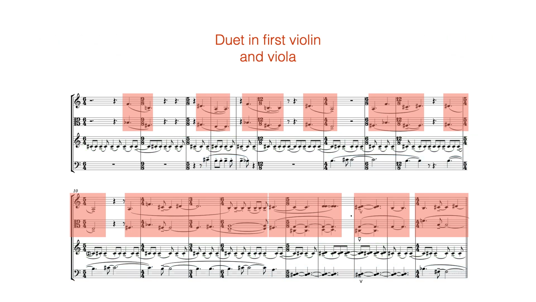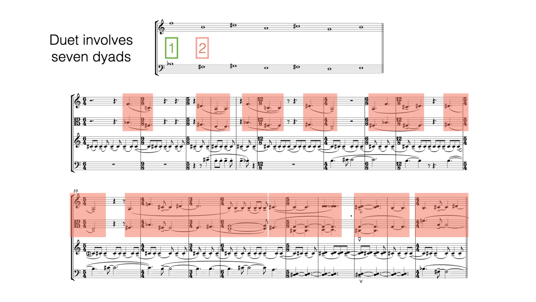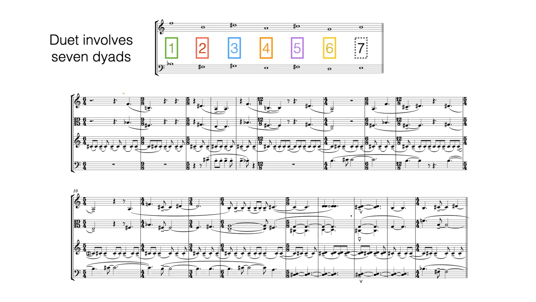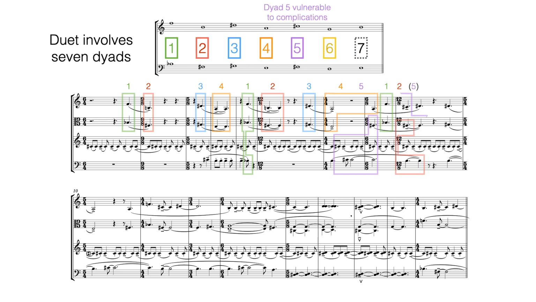The note against note duet involves 7 different dyads. The dyads are usually formed between the first violin and viola, occasionally doubled by either one of the notes in the additional line in the cello, or by the ostinato C sharp in the second violin. But sometimes the situation is a bit more complicated, with a note left over from a previous dyad or other instrumental complications. Dyad number 5 is particularly vulnerable in this way.